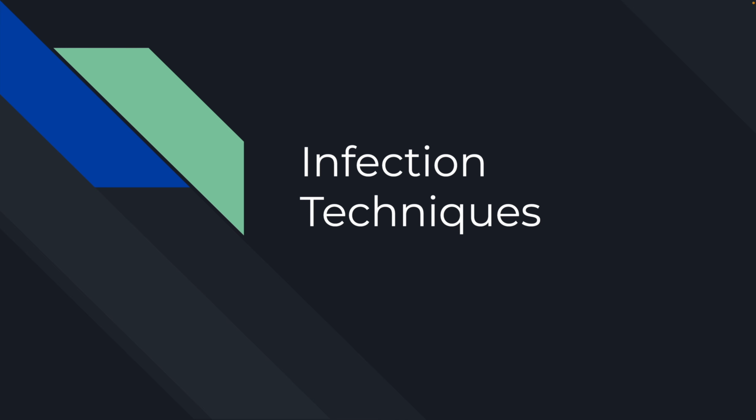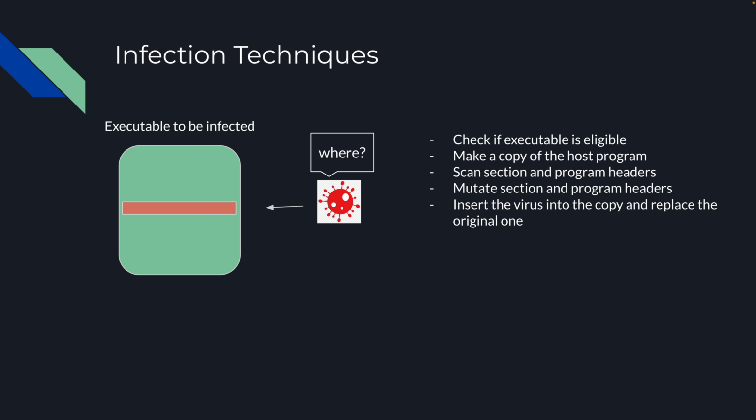In the following videos, we will explore three different algorithms that can find a suitable place for our virus within an infected binary. Here is a high-level overview of the infection process. Given an arbitrary executable, we want to infect it with our built virus.